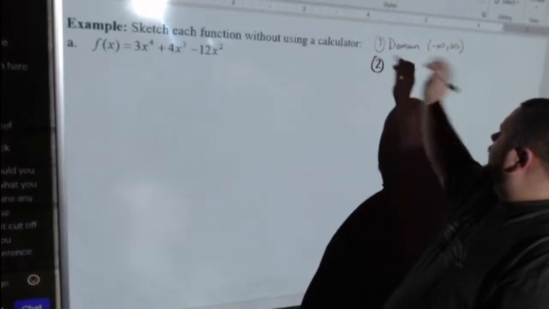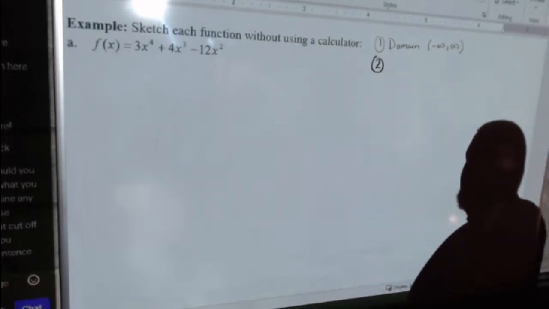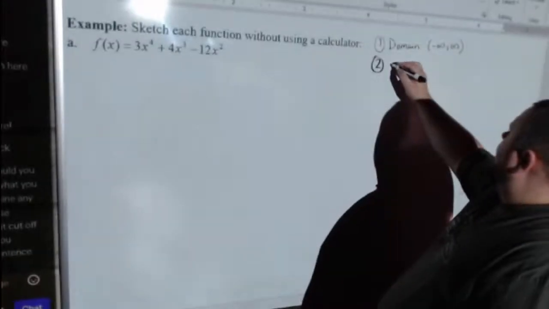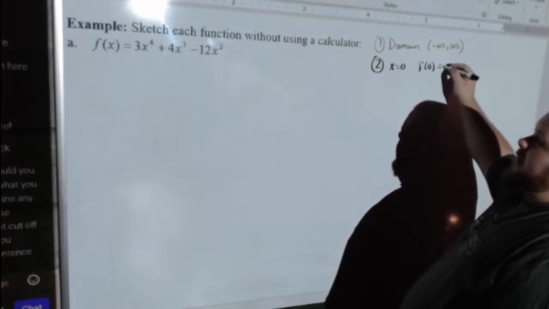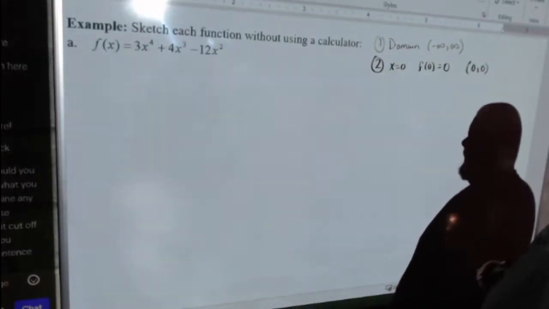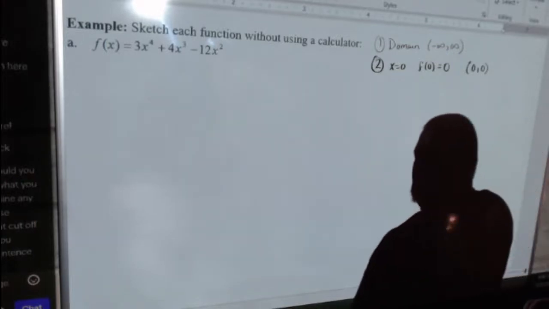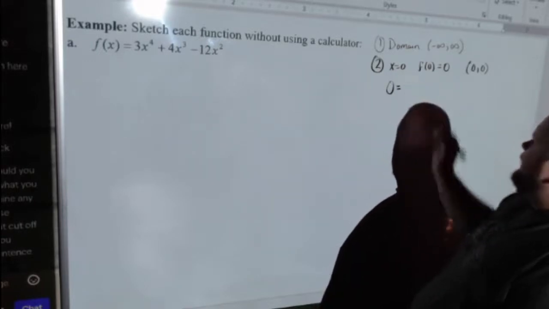Problem number 2 says find the intercepts. So let's go ahead and say when x is 0, then f of 0 is 0. So it looks like we have a (0, 0) intercept. And let's see what other ones we can find, if possible. So let y equal 0.